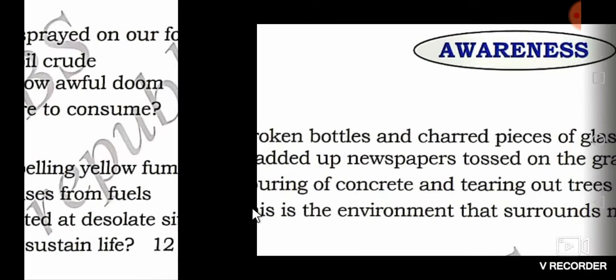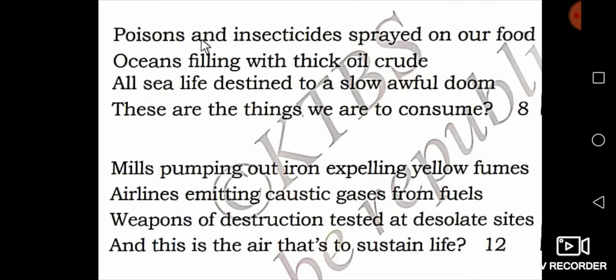Listen carefully. In second para, poisonous and insecticides spread on our food, oceans filling with a thick oil crude. All sea life destined to a slow, awful doom. These are the things we are to consume. Listen, next one para is mills pumping out iron, expelling yellow fumes, airlines emitting caustic gases from fuels, weapons of destruction tested at desolate sites, and this is the air that's to sustain life.